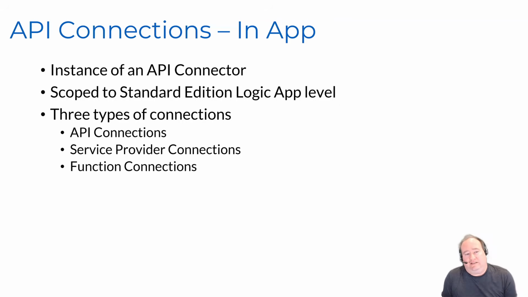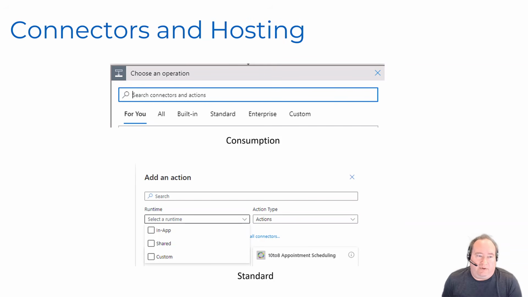And with that, inside of our standard edition, we'll see that there are 3 different types of connectors. We'll see our API connections. These are going to be our Microsoft Managed. These will show up in our Azure portal under API connections. We're going to have our service provider connections. These are going to be our in-app connections. These are going to be things that only live at the standard edition logic app level. Then we're going to have our function connections, which is just like it sounds, connections to any functions that we're calling in Azure. So let's take a look at how we'd go about implementing this.